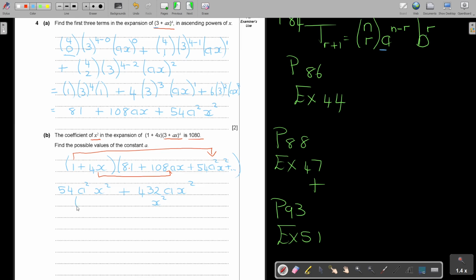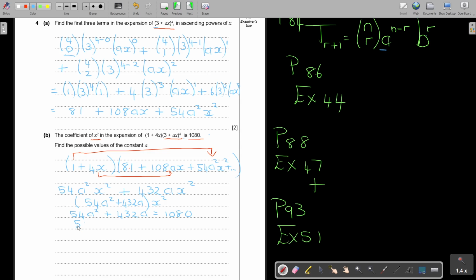Okay, now I can take x squared out as the common factor. So what do I get? 54a squared plus 432a. That I will get. Okay, and now, what will I do now? They say that this x squared term is equal to 1080. So I can go and say, okay, so 54a squared plus 432a equals 1080. And now it's a quadratic equation.